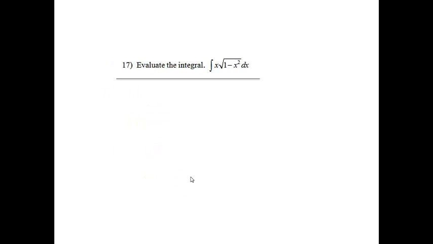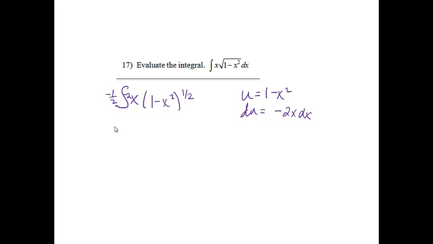Number 17, evaluate the integral of x times the square root of 1 minus x squared. All right, first thing I'm going to do in this problem is rewrite this as a power instead of a square root. And then I do notice that I have parentheses, and that usually means we're going to do a u substitution. So I'm going to let u be what's inside of the parentheses, which is 1 minus x squared. Then the derivative of 1 minus x squared will be negative 2x dx, right? I notice that I have the x, I'm missing the negative 2. So I'm going to do a negative 1/2 on the outside.